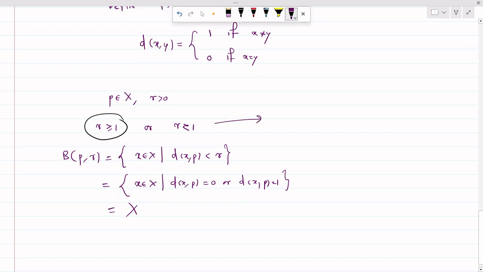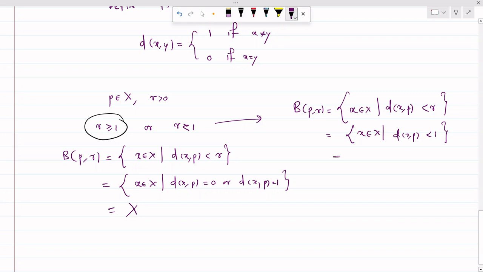Now in the other case, how will the open ball look like? B(P, r) equals x belongs to X such that d of x comma P is less than r. Again the same definition, but r is less than 1, so we write x belongs to X such that d of x comma P less than 1, and the only possible value of d of x,P will be 0, because we want d of x,P less than 1. So d of x,P equal to 0, and there is only one point which satisfies this condition, that is x equal to P. So this open ball is the singleton {P}.